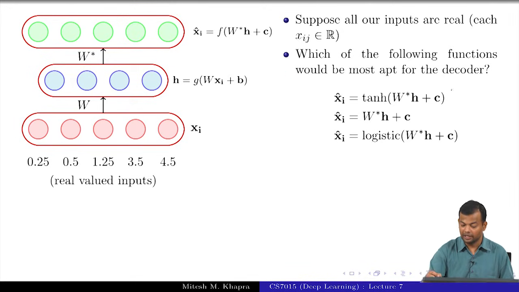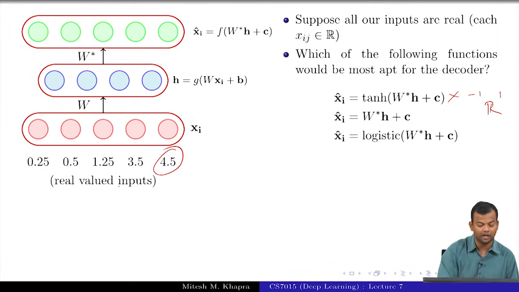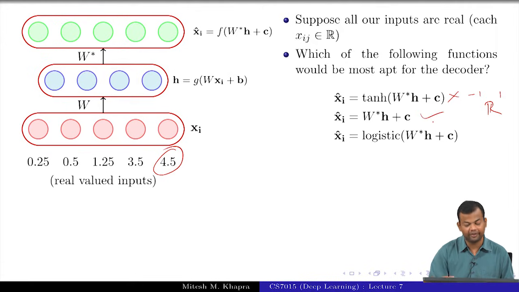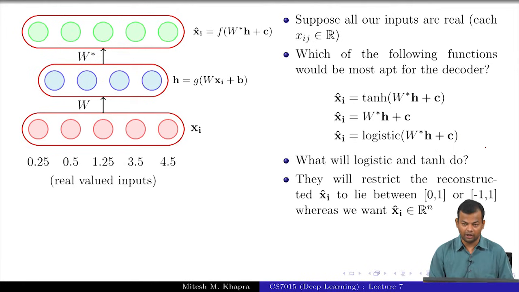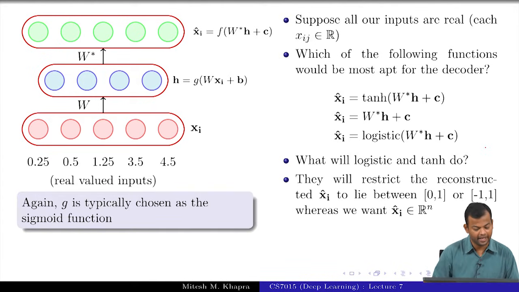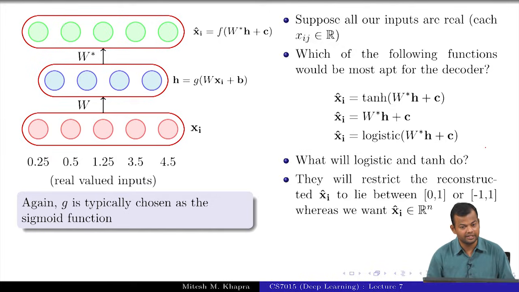The second one, right, because tanh does not make sense, because it will just produce -1 to 1, but you want to produce any possible real number, because some of these are actually greater than 1. Linear would be fine because it will produce any real number. Logistic is again not fine because it will produce numbers between 0 to 1. The logistic and tanh, as I said, would clamp the output to certain ranges, so that is not appropriate. Hence, you should choose the linear function. And again, in this case also, g is typically chosen as the sigmoid function.